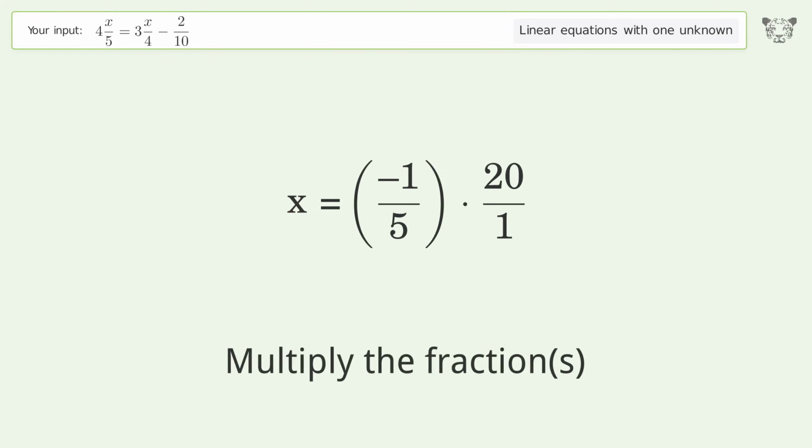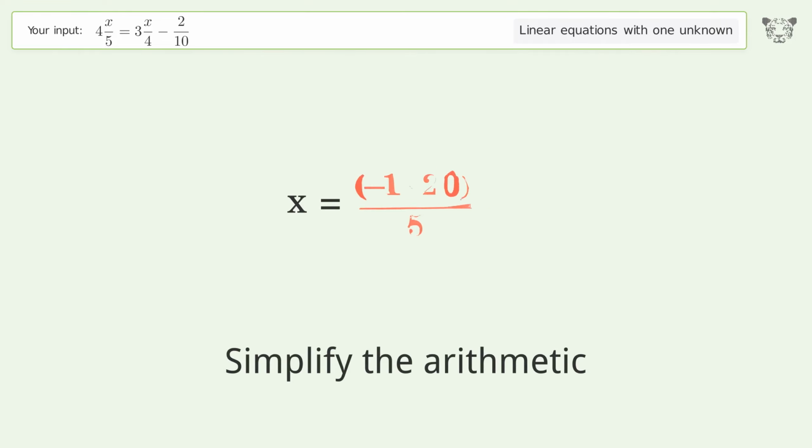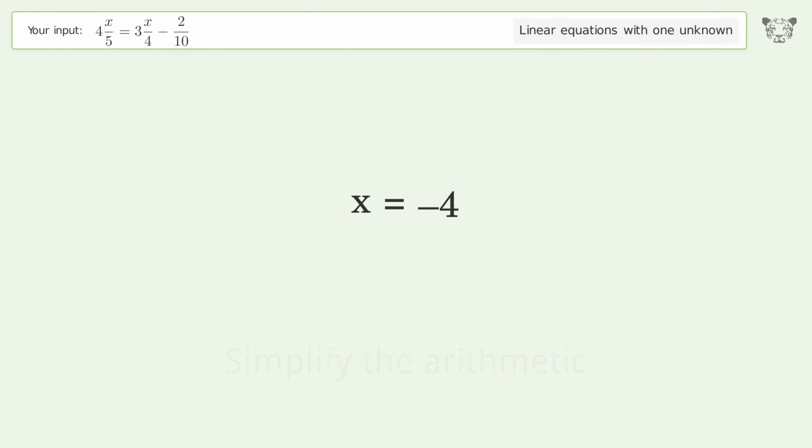Multiply the fractions. Simplify the arithmetic. And so the final result is x equals -4.